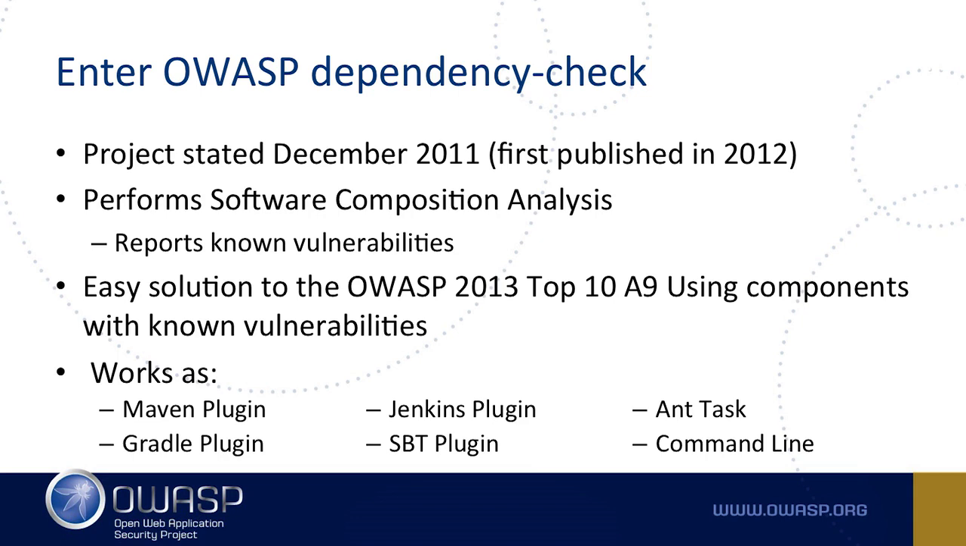It really is a simple solution to identify these known components. There's several interfaces to it: Maven, Gradle, SBT, or an Ant task. There's a command line. If you're doing continuous integration, there's a Jenkins plugin that you can scan your code with and get trending and metrics on your projects to see are the known vulnerable components getting better or worse.